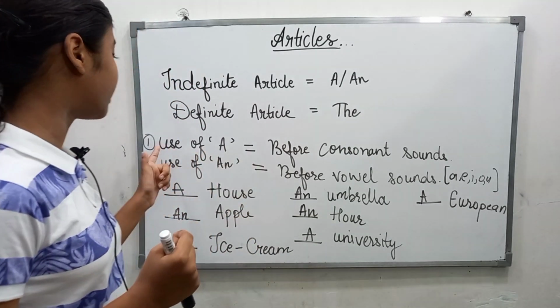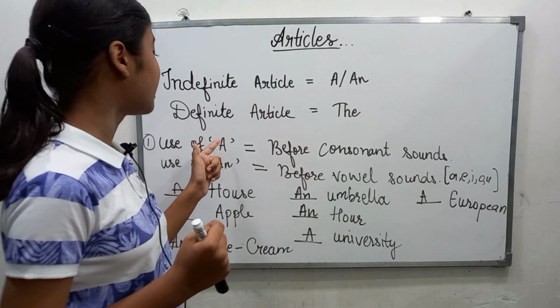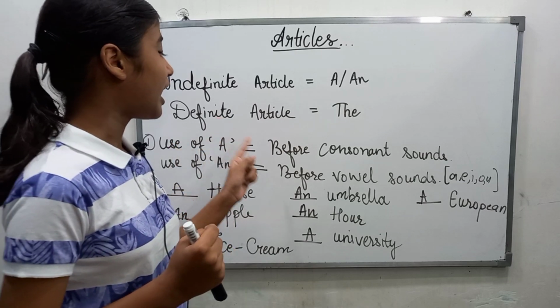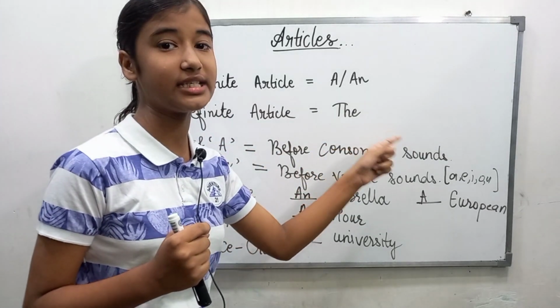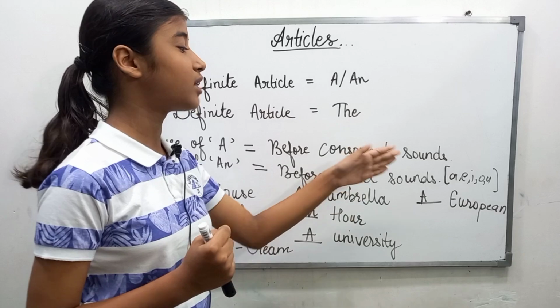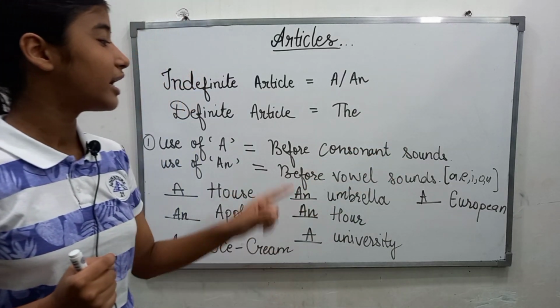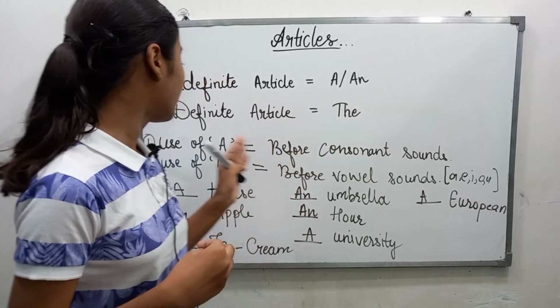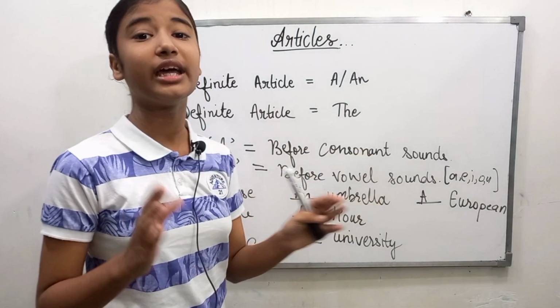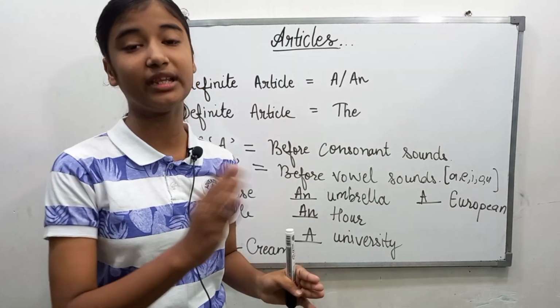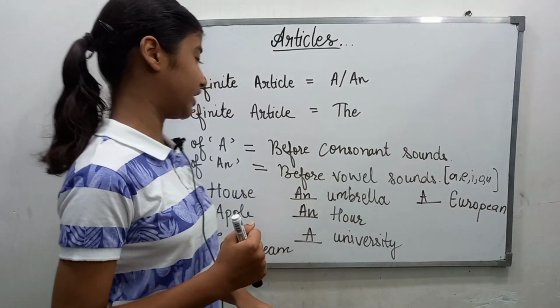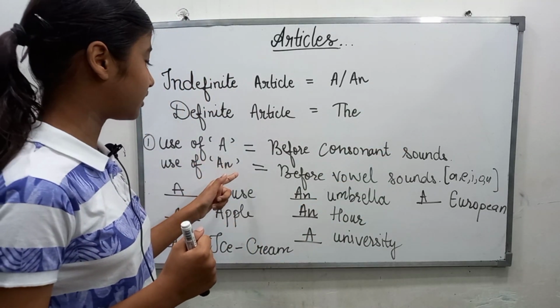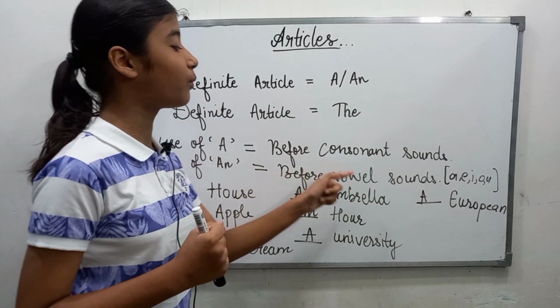Now, first of all, rule number one: where should we use a? Use of a. A always comes before consonant sounds. And remember, here I'm talking about sounds, because if we just talk about the letter, like I tell you that we are going to be using a before consonant, then it is somehow different from the letter because the sound is different. And here, use of an. An always comes before vowel sounds.